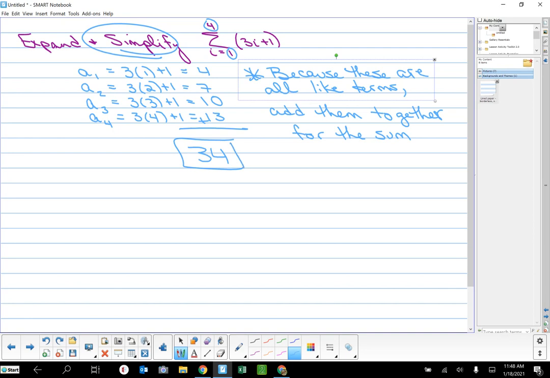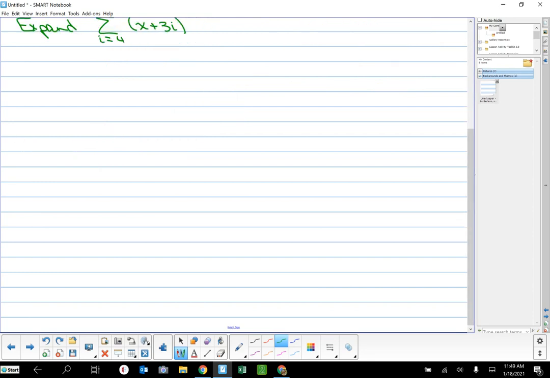All right. We have a few more examples here that we are going to do. The next one says expand the summation as i goes from 4 to 9. So notice that our lower bound is not 1 this time. x plus 3i raised to the i plus 3 power. All right, so these can get a little bit interesting.